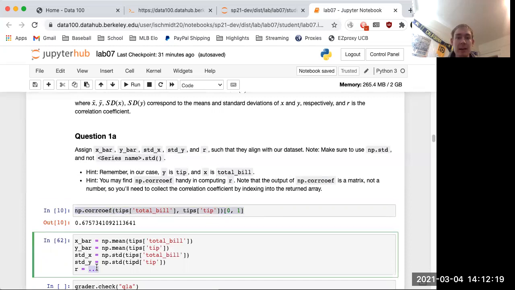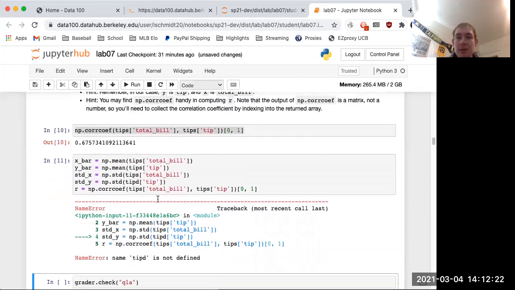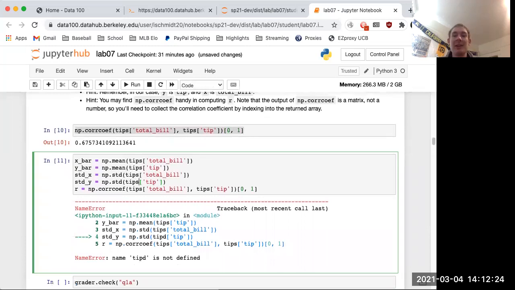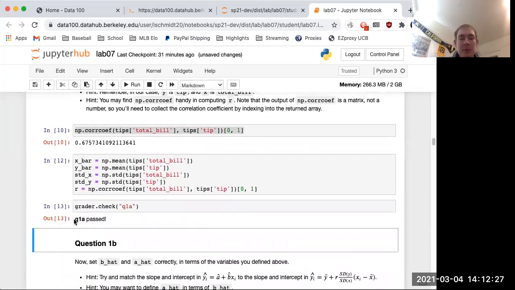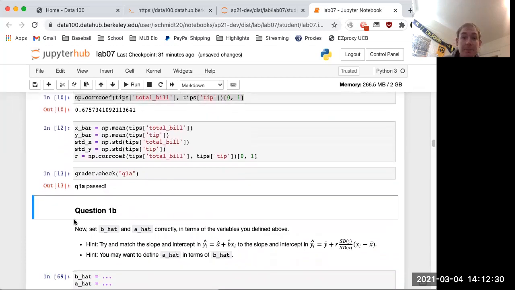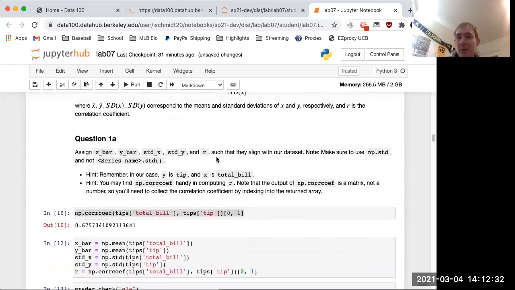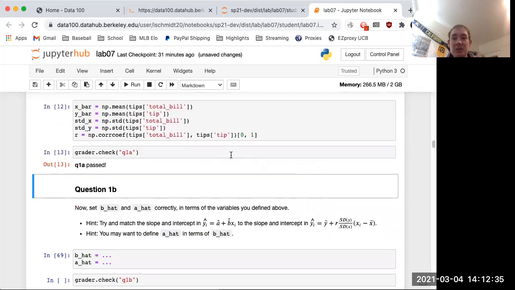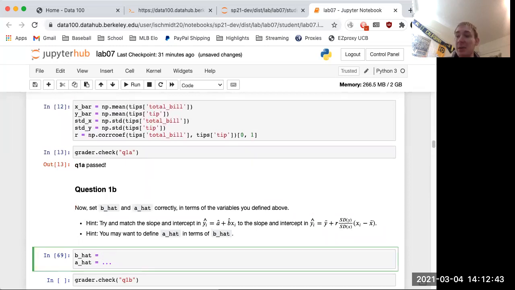So we can go ahead and copy that down here. Okay, there we go. Typo. And we pass the test cases. Awesome. So now we have all of these terms in here. Let's actually calculate what a hat and b hat are. b hat's a little bit easier to find. Again, b hat is our estimate of the slope of the regression line. And you can see, well, what's the slope? It's the stuff in front of the xi. That's r times the std of y, divided by std of x.